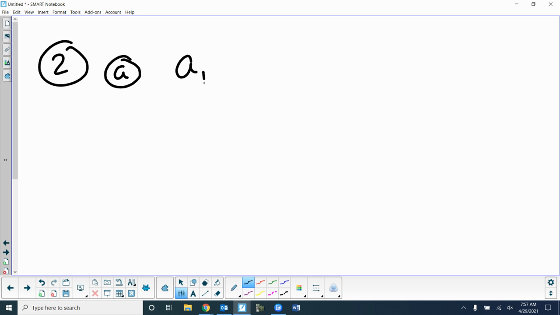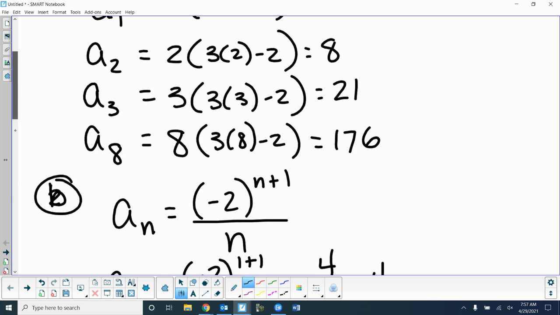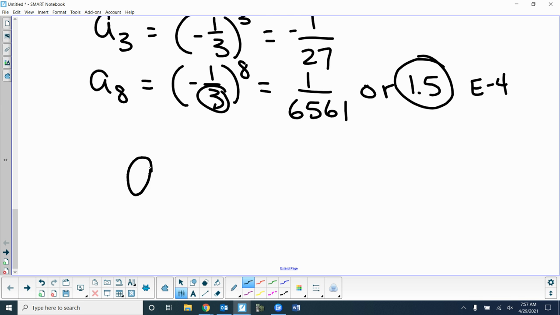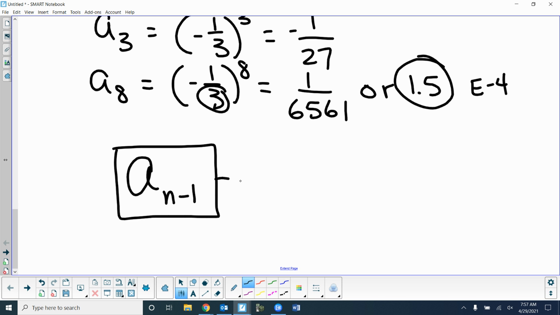So to have a recursive problem, you need to know the first term so you can find the rest of them. Because this, I'll go back to here. I don't have a lot of room. Remember this, when you see this, this whole thing means previous term.